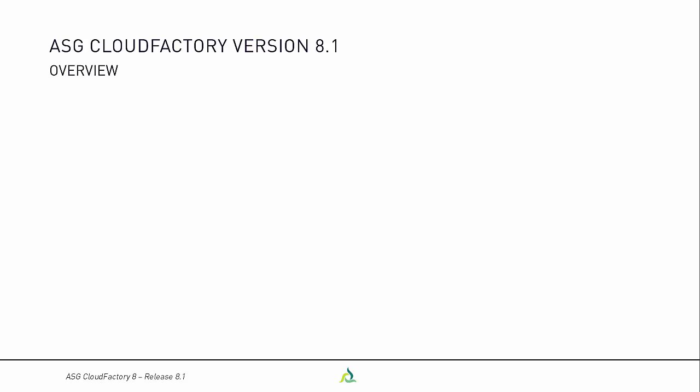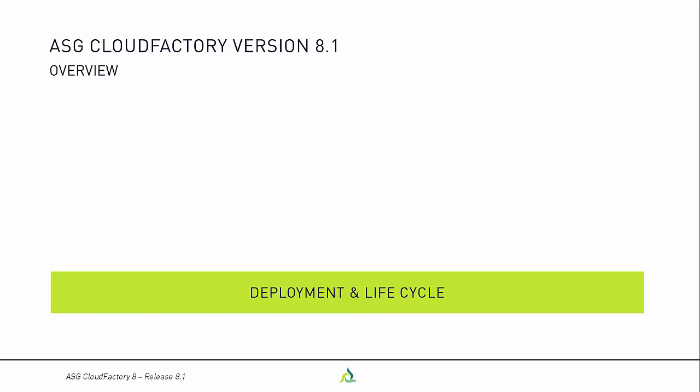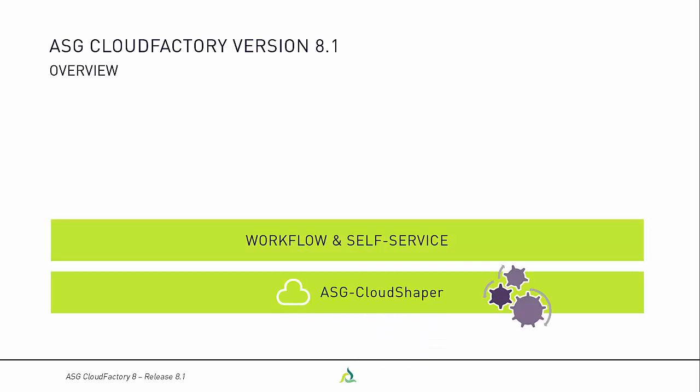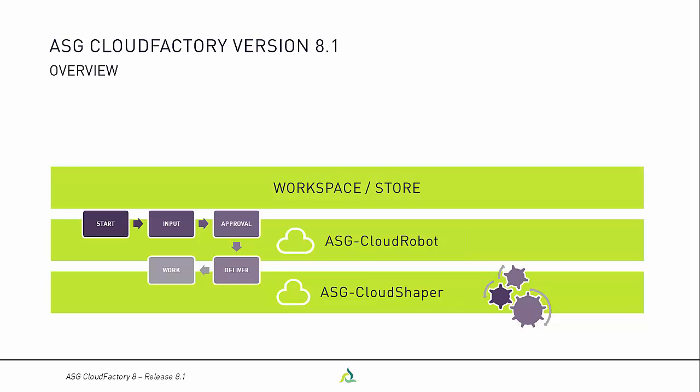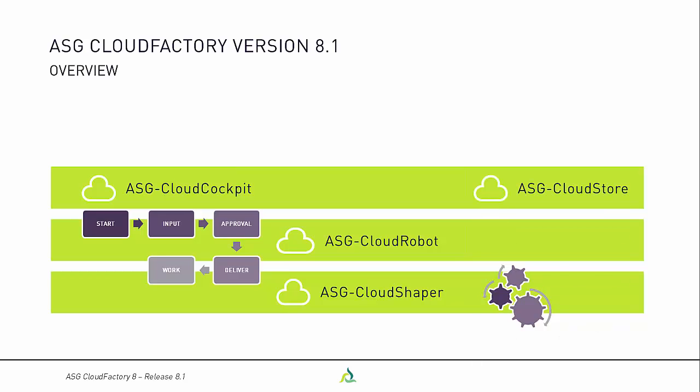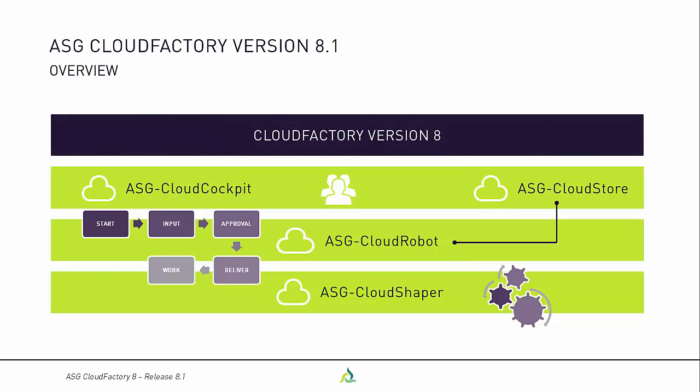The ASG Cloud Factory solution consists of several components and describes several layers, starting with the deployment and resource management of physical and virtual server instances provided by ASG's Cloud Shaper, followed by a layer of fully automated execution of highly configurable workflows provided by the ASG Cloud Robot. Last but not least, the dynamic workspaces layer is provided by ASG CloudCockpit and ASG's newly featured Cloud Store with its IT Service Store. With this stack, we provide a complete cloud management solution. CloudCockpit and Cloud Shaper are managed by the Cloud Factory admin console.